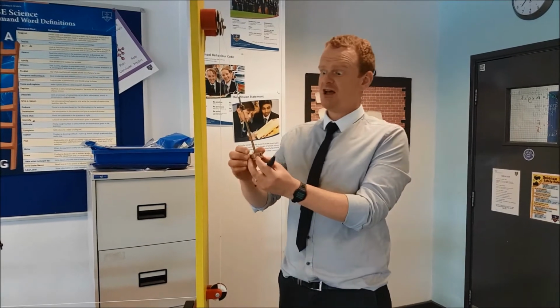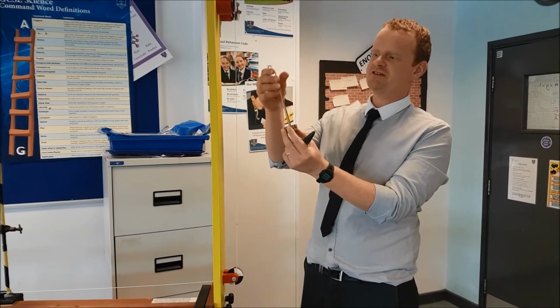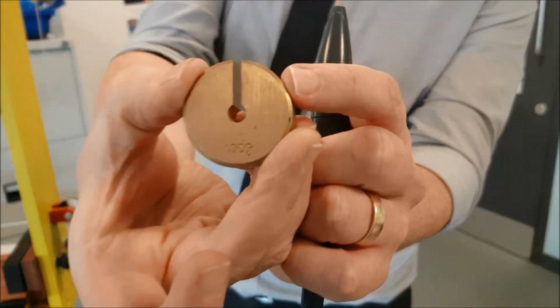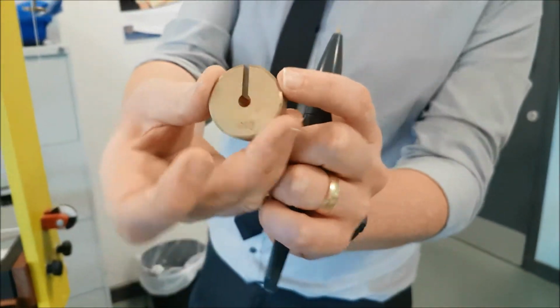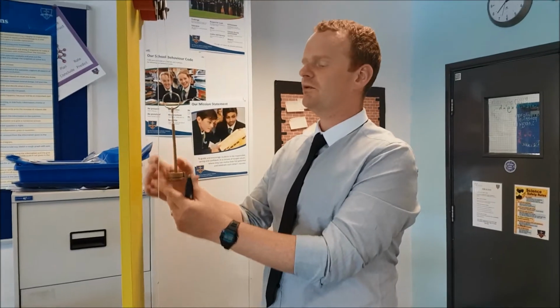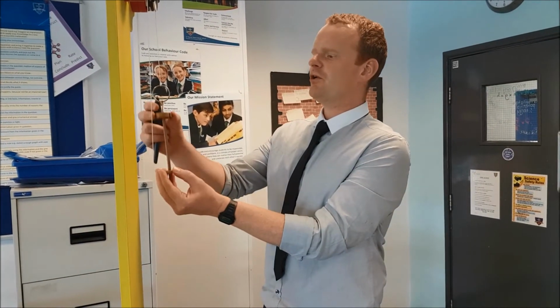The force that we will be applying on the trolley is from this. This is a mass. Each mass is 100 grams, as you can see. For convenience's sake, we'll say g is 10, even though we know g is 9.8. And we will say that each one of those is 1 Newton. So we'll start with the hook alone, which is 1 Newton.